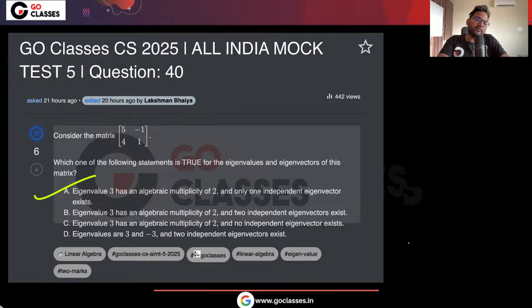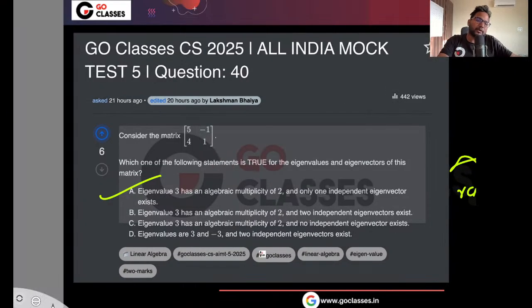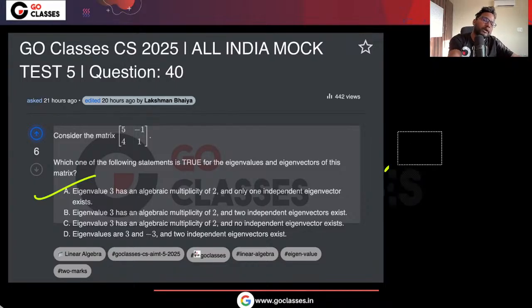Otherwise, rank and eigenvalues are not related. I mean, rank and lambda equal to 0 eigenvalues are related. Then you can only say that if lambda equal to 0 is an eigenvalue, then rank is less than n. Okay, this is the only relation that is possible. Other than that, these are not directly related, I think. Okay, or you can tell me what is the overall thing that you're talking about. Then I will tell you whether that particular thought process is correct or wrong.